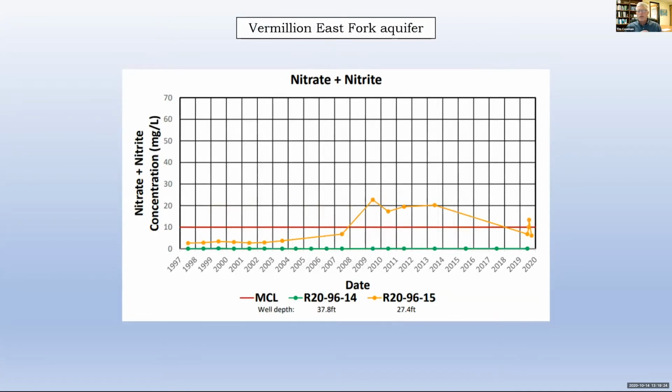Another site showing just the opposite. This one is in the Vermilion East Fork Aquifer. I believe this is up in Clark County, South Dakota. Here we started out with low nitrate values, and then around 2010, the nitrate values got fairly high and were hanging for several years up around 20 parts per million. And now, though, they've dropped back down to around that 10 part per million level.